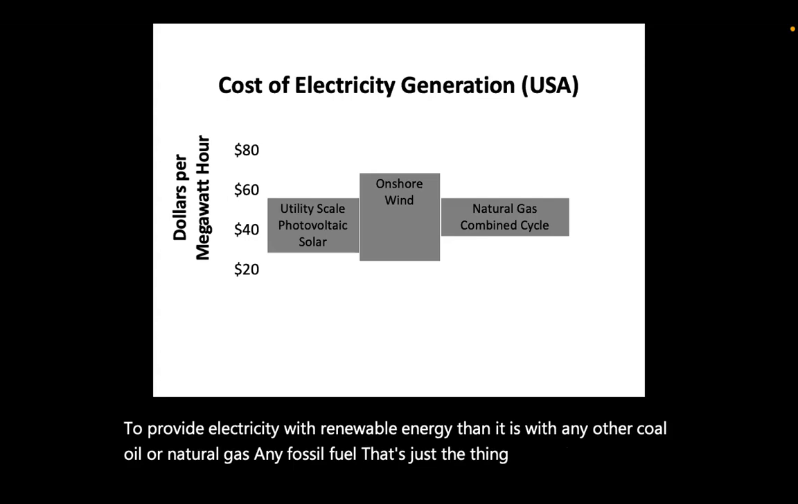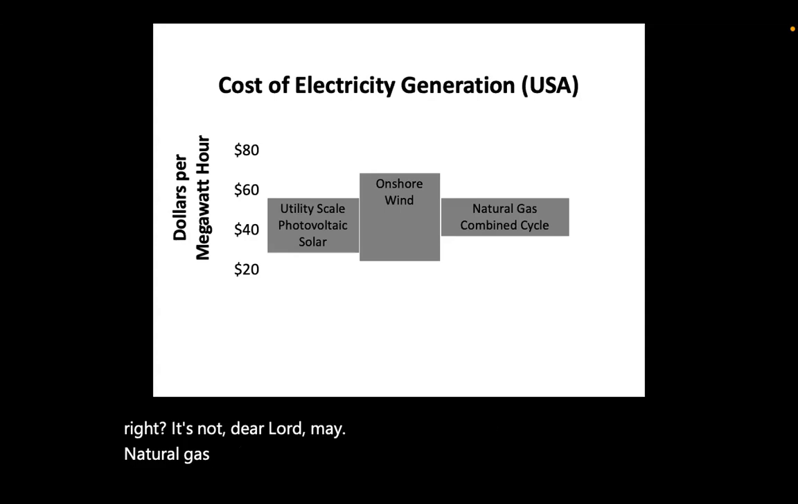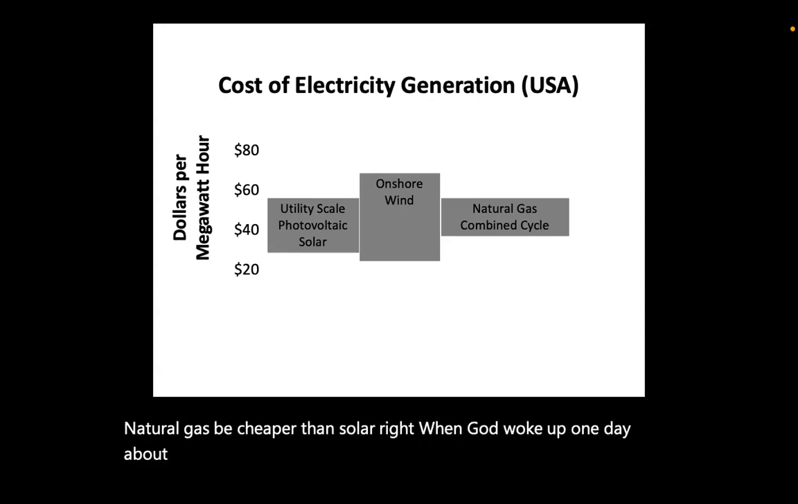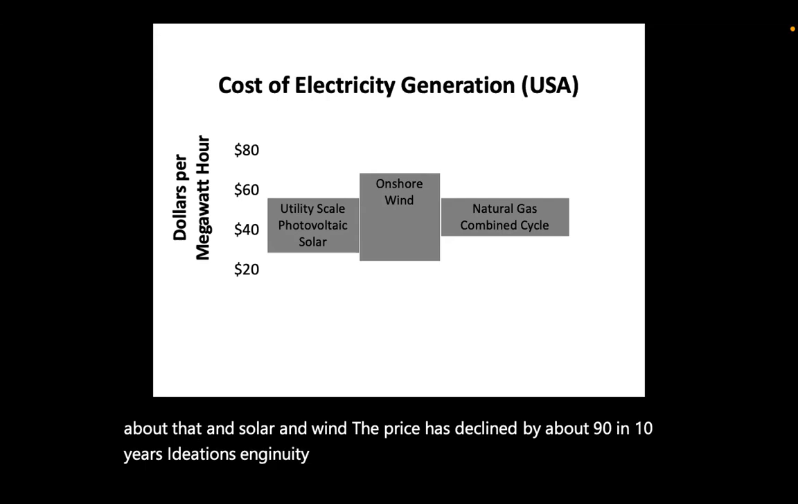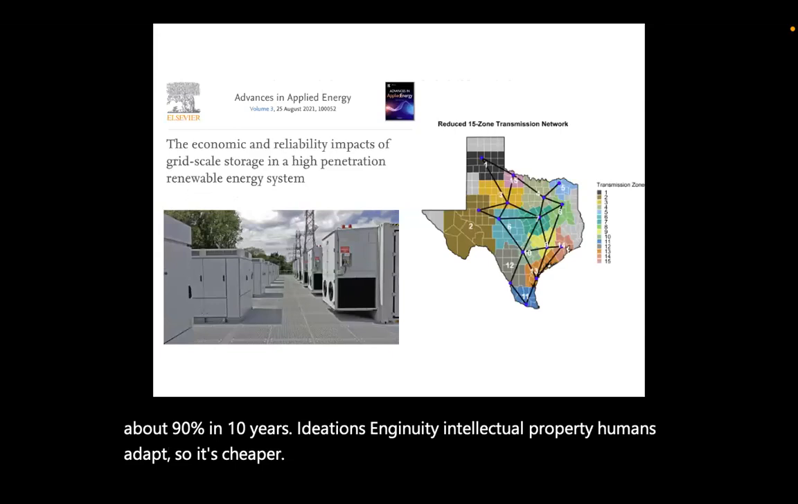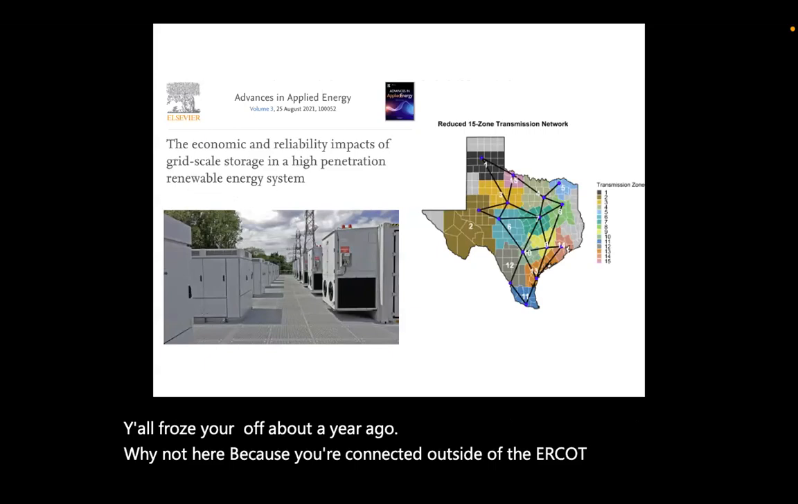That's economics, right? It's not, dear Lord, may natural gas be cheaper than solar. Right. When God woke up one day about 10 years ago, she said, solar's expensive. I'm going to do something about that. And solar and wind, the price has declined by about 90% in 10 years. Ideation, ingenuity, intellectual property. Humans adapt. So it's cheaper. Y'all down here in Texas, y'all froze your asses off about a year ago. Why? Not here. Oh, because you're connected outside of the ERCOT grid. Oh, yeah. So y'all are smart.